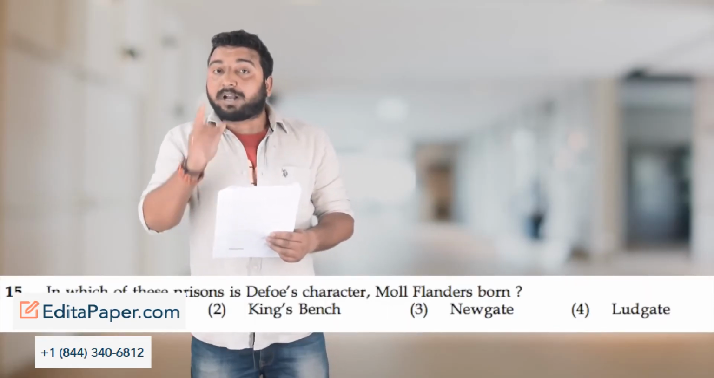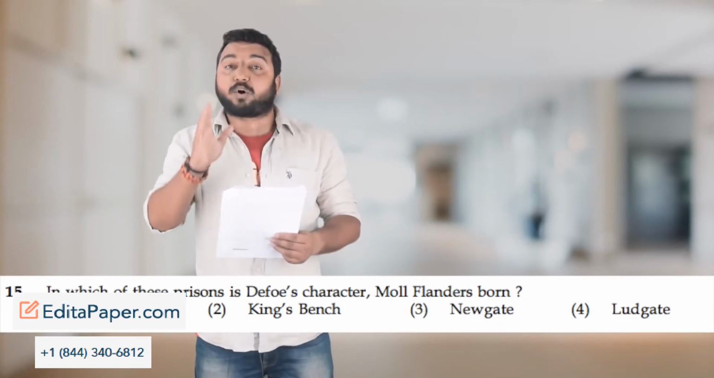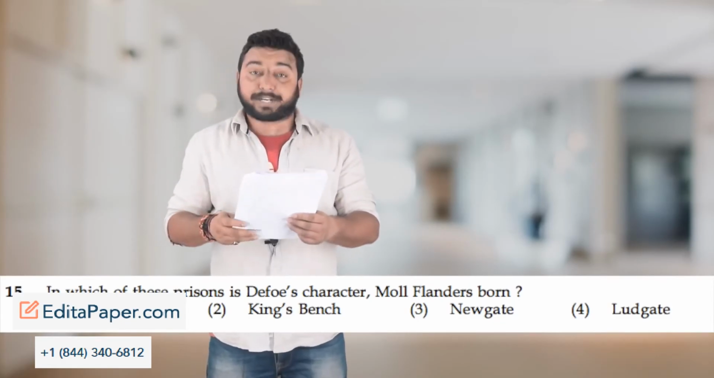The famous writer here is Bulwer Lytton. Bulwer Lytton's Paul Clifford and Eugene Aram are part of the Newgate novel, while W.M. Thackeray criticized Bulwer Lytton and other writers for celebrating the rogues. So the right answer here is Newgate.